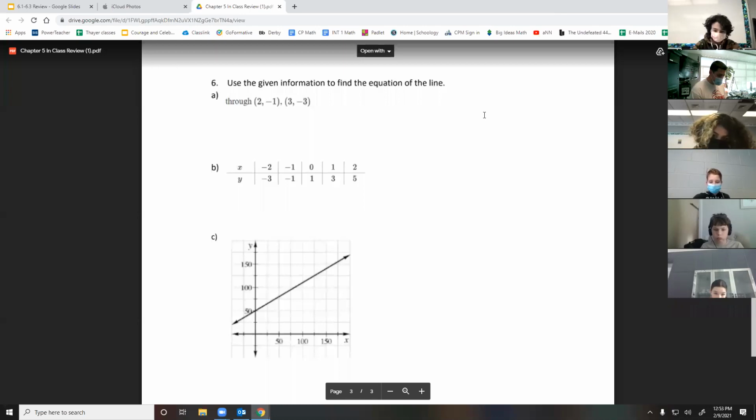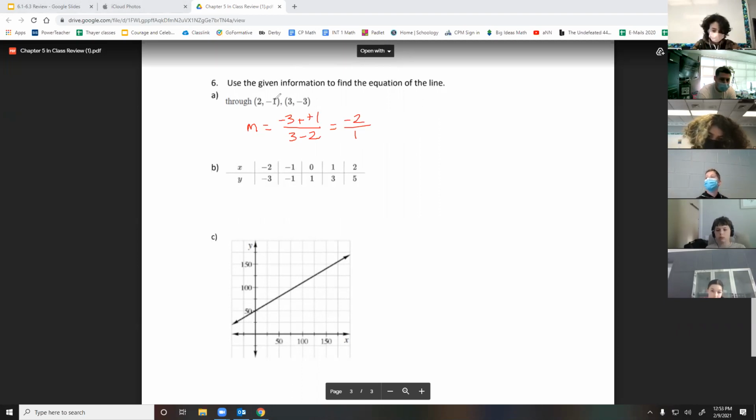All right, number 6, we have to write a slope-intercept equation from 3 different scenarios: 2 points, a table, and a graph. So when you have 2 points, the first thing you want to do is find the slope by subtracting the y values from each other and subtracting the x values from each other. So that'll become negative 2 over 1. Your slope is negative 2.